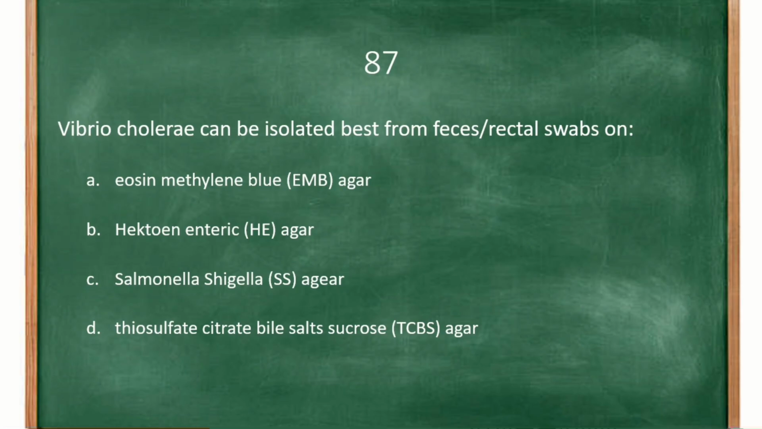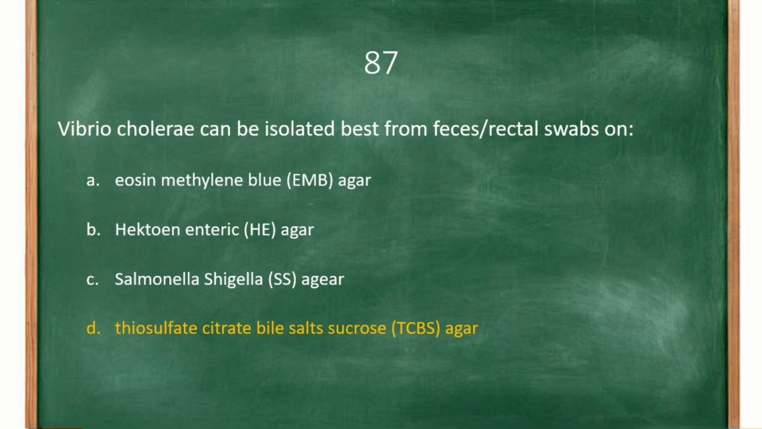Okay, question 87. It says Vibrio cholerae can be isolated best from feces or rectal swab on: A, eosin methylene blue agar, that's EMB; B, Hektoen enteric agar; C, Salmonella-Shigella agar, that's SS agar; and D, thiosulfate citrate bile salts sucrose, that's TCBS agar. And the answer here is thiosulfate citrate bile salts sucrose agar.